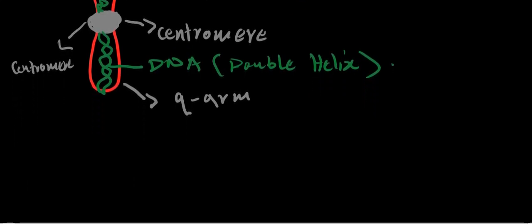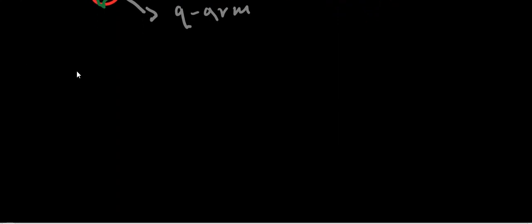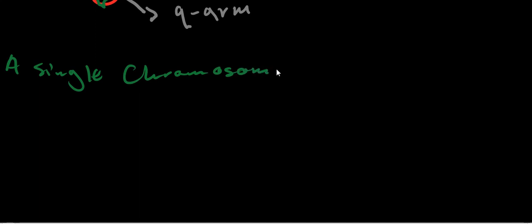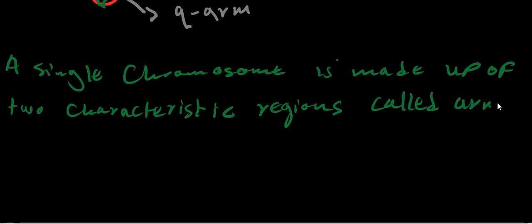Now with this structure in mind, let me quickly give an explanation on the chromosome. A single chromosome consists of two characteristic regions, like I have said from the drawing. A single chromosome is made up of two characteristic regions called arms, the short arm and the long arm. These two are separated by a region called the centromere.